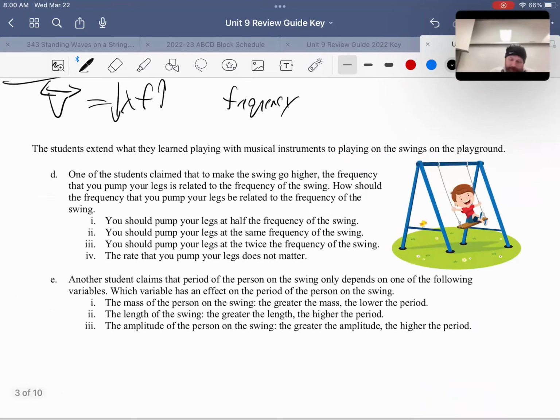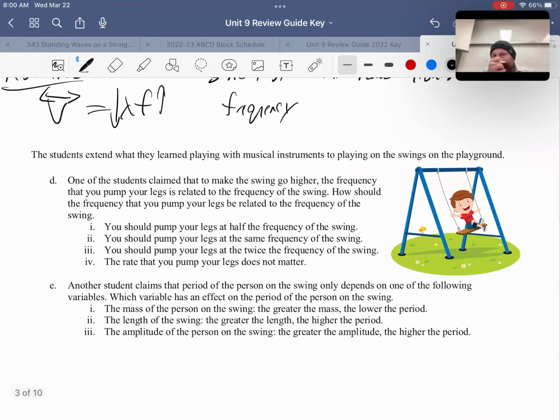And then we get to the end here. Now, this one does deal with a pendulum. I believe we did more of a spring pendulum type thing. So the effects on the pendulum, as far as a swing, you're not that worried about. We'll talk about it though. But the first one you definitely should be able to figure out, right? So how should you pump your legs? So they claim that this makes the swing go higher. The frequency that you pump your legs related to the frequency of the swing. How should that frequency be related to the frequency? So you should pump your legs at the same frequency of the swing.